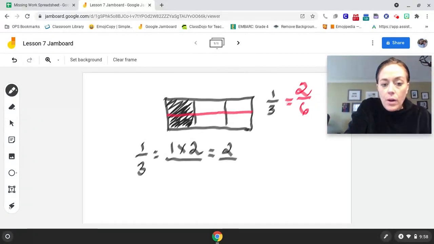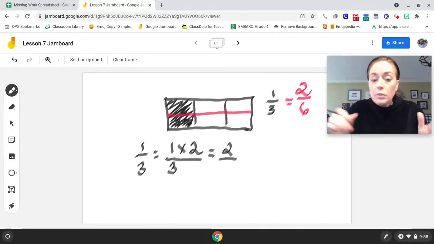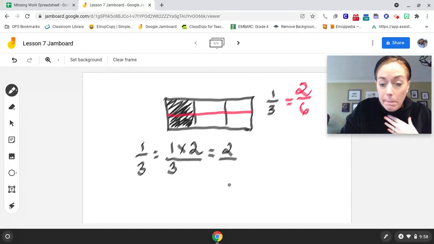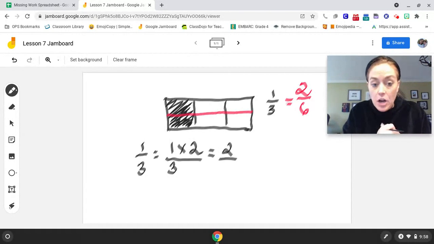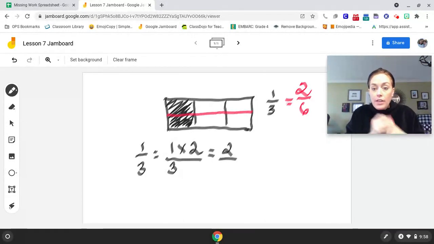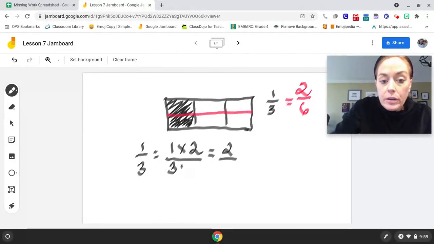Now, I also know on the bottom, whatever I do on the top for multiplication, I need to do to the bottom. So it's a little bit different than adding fractions. When we add fractions, remember, we only add the numerator. When we multiply fractions, we actually multiply the numerator and the denominator. And whatever we multiply the numerator by, we want to multiply the denominator by. So if I multiply the top by 2 to get to 2, I multiply the bottom or the denominator by 2, and we know that 2 times 3 is 6.